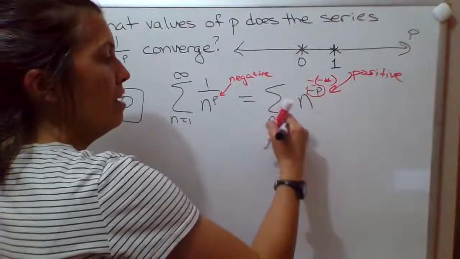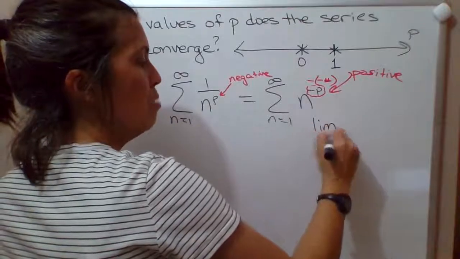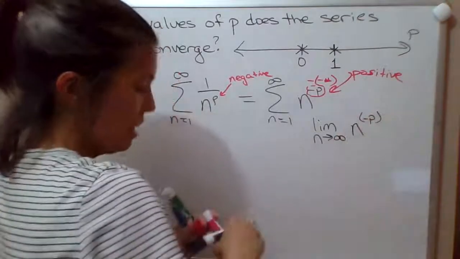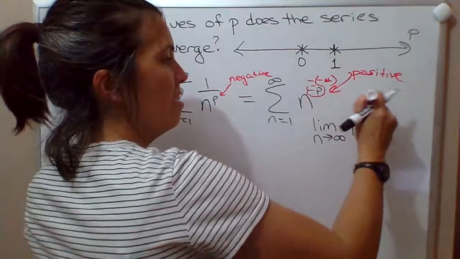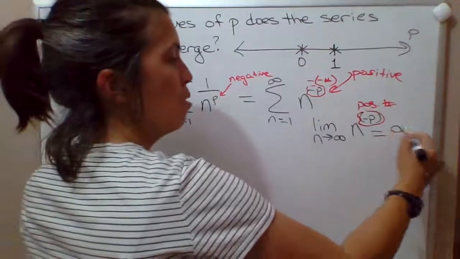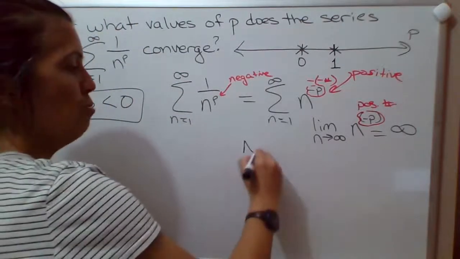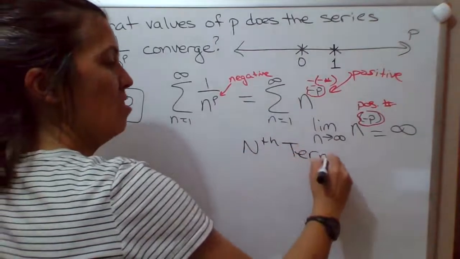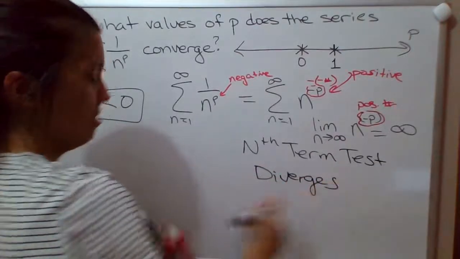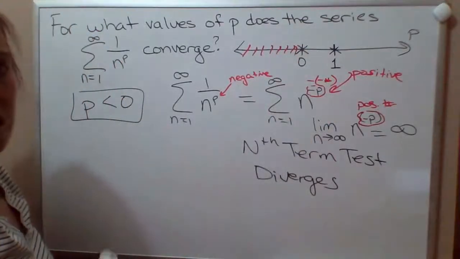And so you have n raised to a positive exponent. You could apply the nth term test to that. So the limit, as n approaches infinity, of n to the negative P, but this is tricky. You have to keep in mind that this negative P now is a positive number. So n raised to this positive exponent is going to approach infinity. And since the limit is not 0, then by the nth term test, this series diverges. So it diverges for all of these negative values of P.